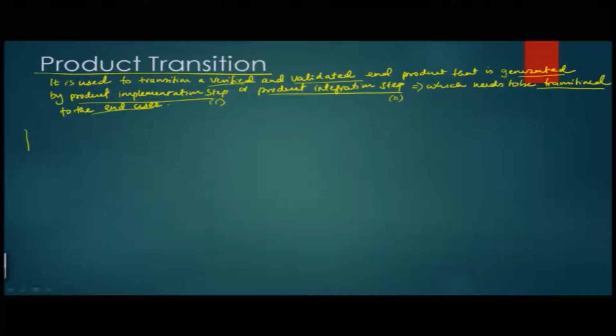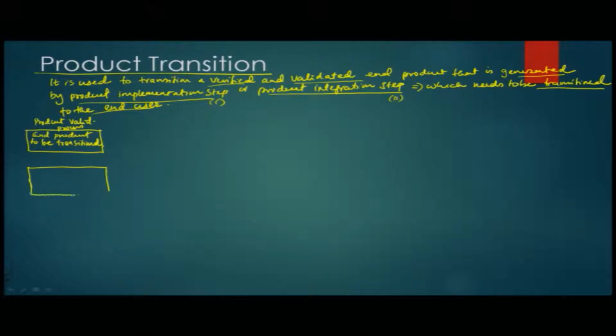So, if you actually look at it, how the system is designed, the diagram looks something like this, similar to the previous diagrams we are drawing. So, the first box will be end product to be transitioned. Okay. This comes from the product validation process. Okay. Then the second input is documentation of the end product.